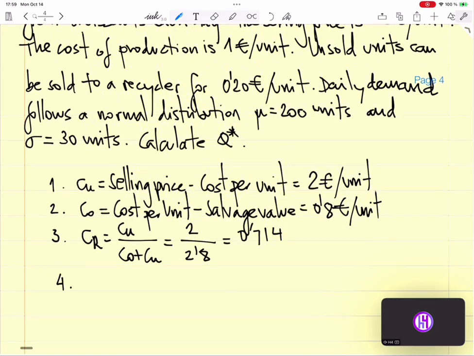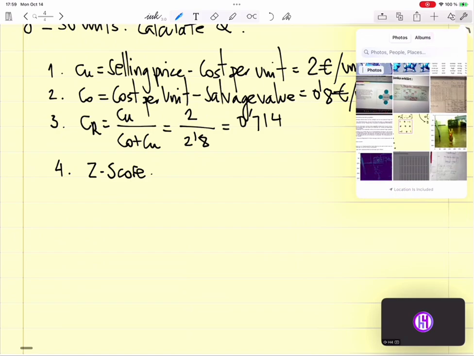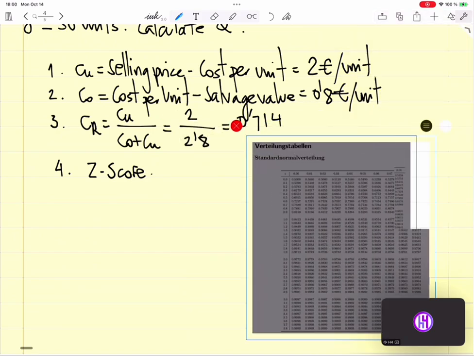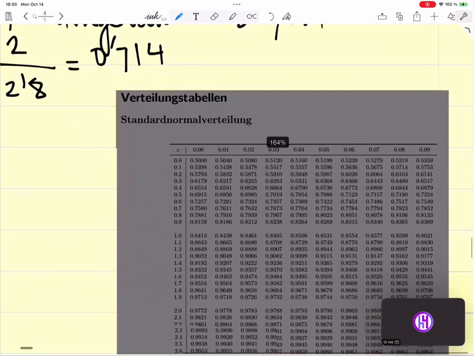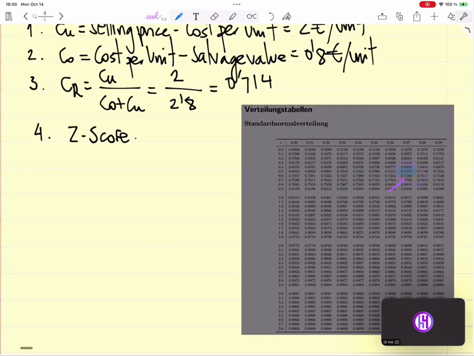The fourth step is to calculate the Z score. If you go to the table as above, this table I would give in the exam, so no worries. The 0.714 is somewhere here. Okay, so the Z score is 0.57. In the exam, you need to mark the values also like I am doing now. Okay, so please remember that.